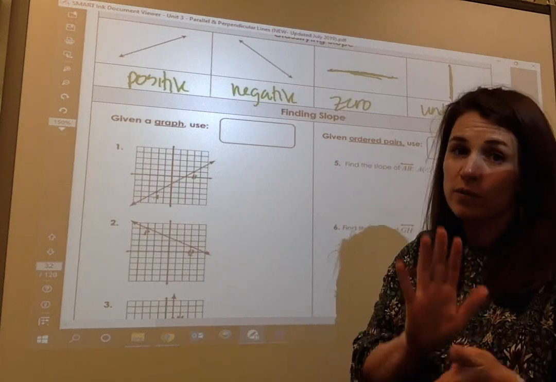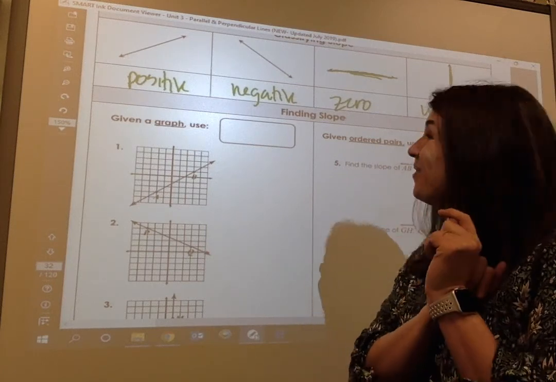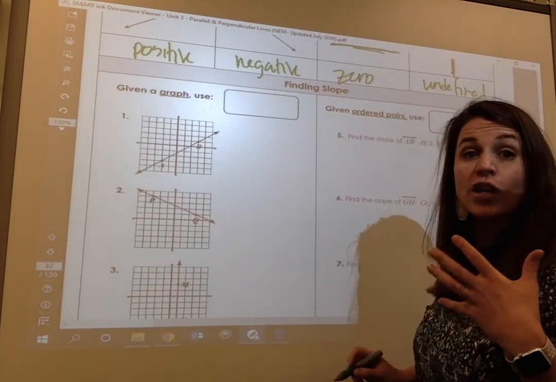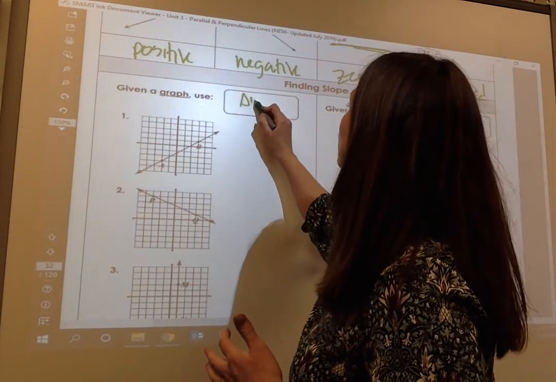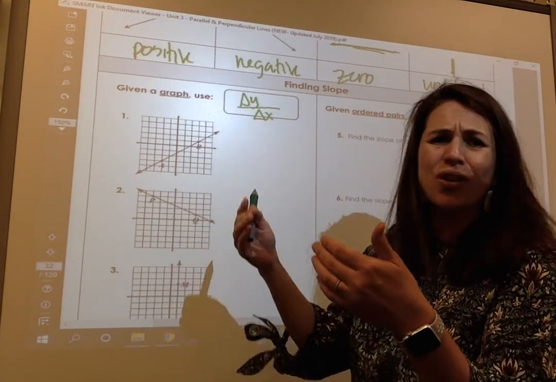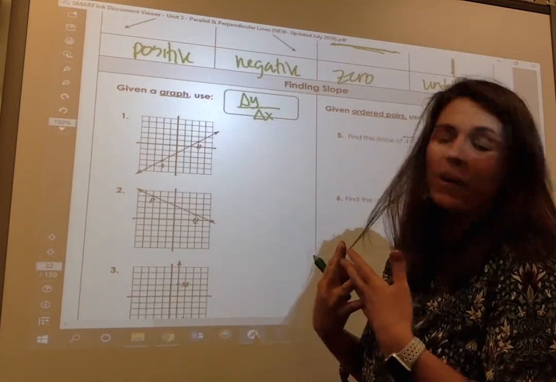I know I'm moving through this quickly, but I know that you know how to do this. All right, so when we find a slope from a graph, it's just change in y over change in x, right? We use change in y over change in x. And I always start from left to right just because it's easier for me to remember that.